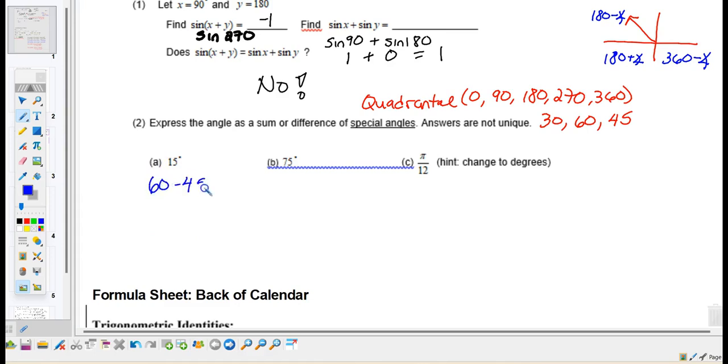We could do 60 minus 45. We could do 45 minus 30. How about adding or subtracting to 75?